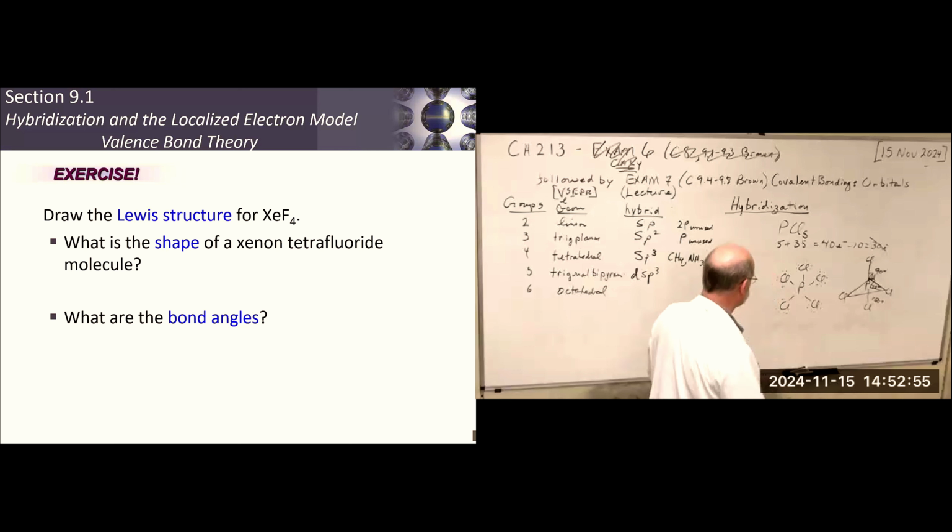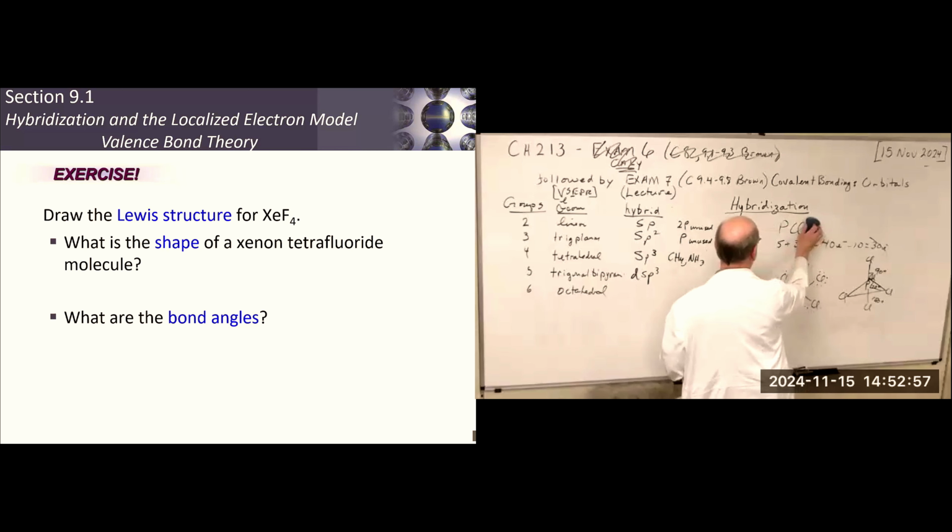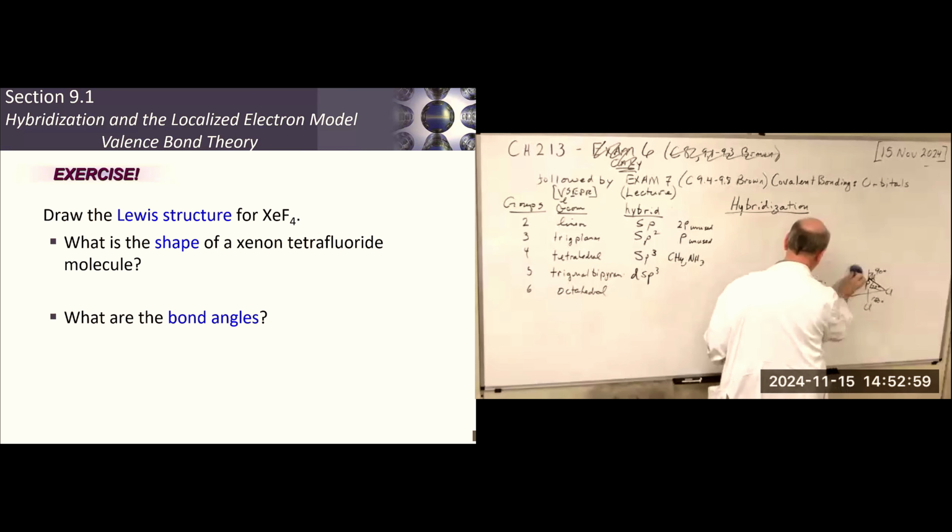Okay, how about xenon tetrafluoride? Right, let's take a look at that one.